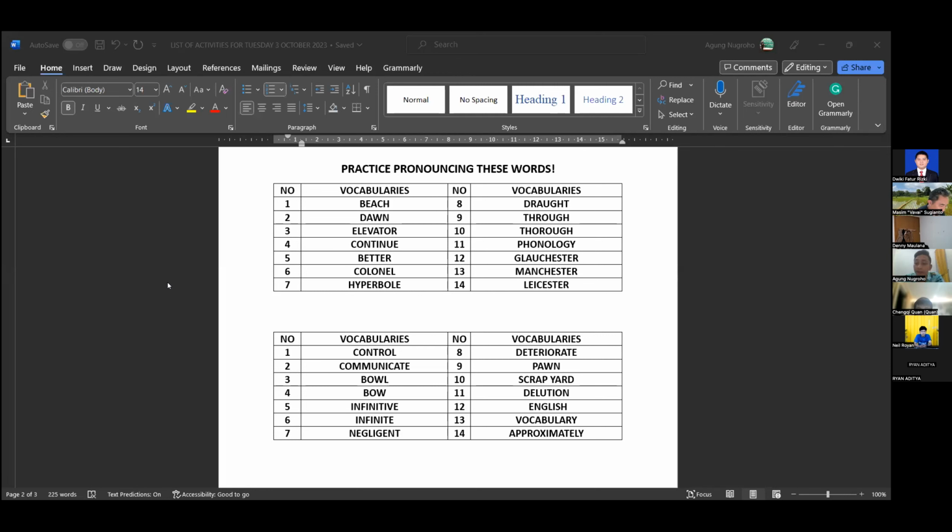Anyone would like to try number 4? Viranda, go on. Bow, sir. Almost, Viranda, not quite right. Vincent. Isn't the verb and the noun for bow different in pronunciation, if I'm not wrong? Bow and arrow, that's bow, but for the verb, it's different.